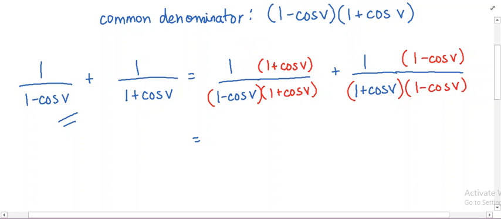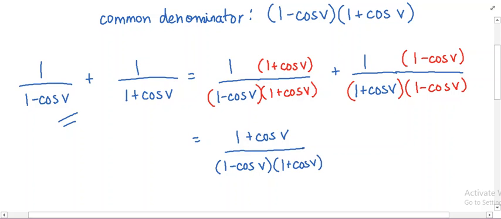Okay, we are multiplying fractions here. So let's go ahead and multiply the numerators. 1 times 1 plus the cosine of v, that's just going to be 1 plus the cosine of v. I'm going to hold off on multiplying the denominators out for just a second, so I'm just going to rewrite the denominator.